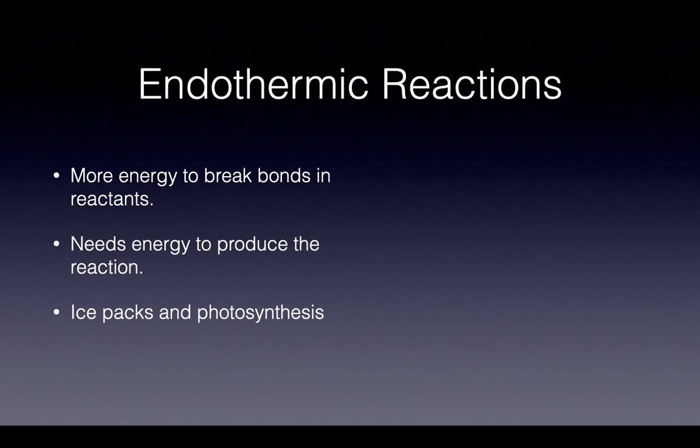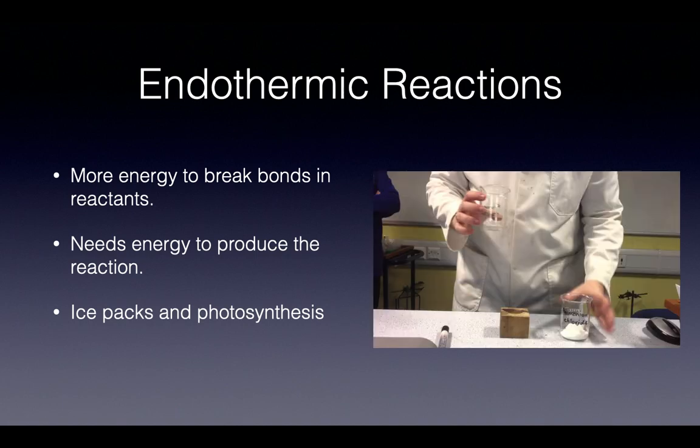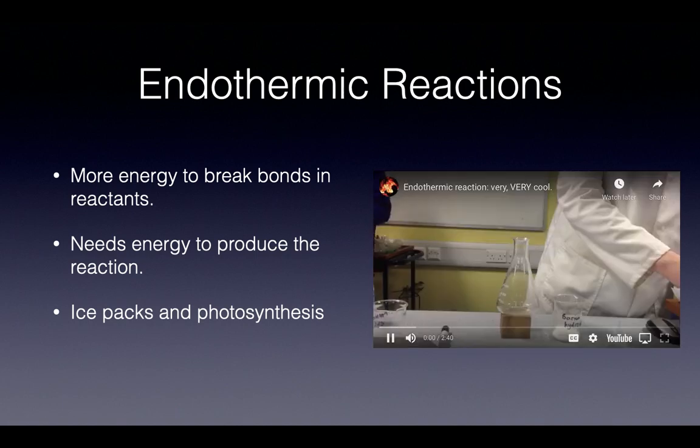And then photosynthesis. We use light from the sun. The plants use light from the sun to get the reaction started from water and carbon dioxide to create those sugars. So here is an endothermic reaction.